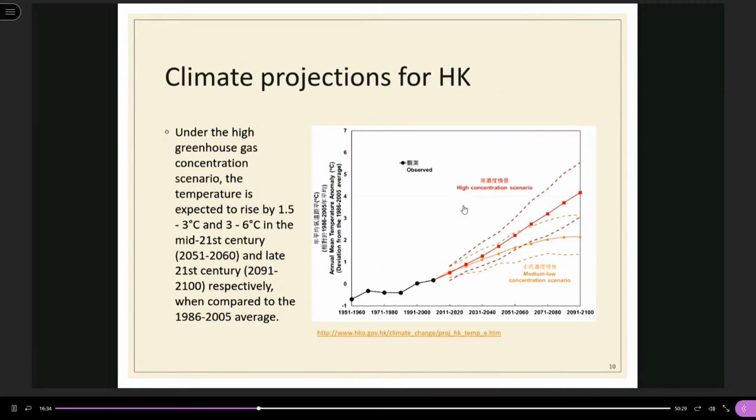So under the high greenhouse gas concentration scenario, the temperature is expected to rise from 1.5 to 3 degrees and 3 to 6 degrees in the middle of the 21st century. Okay, so by the year 2060, how old will you be? So maybe around 60 years old. So our life is getting longer and longer. So I believe that you will be alive by that time.